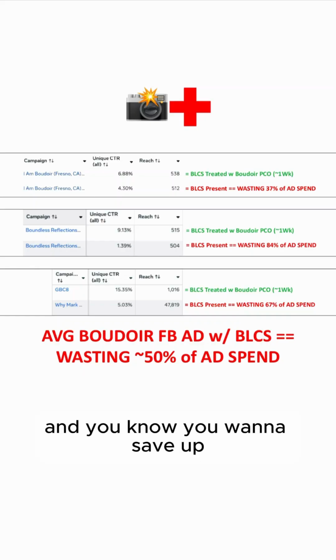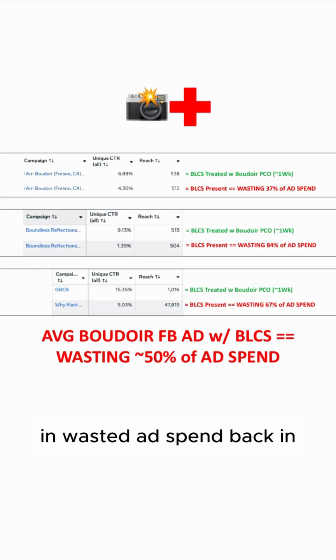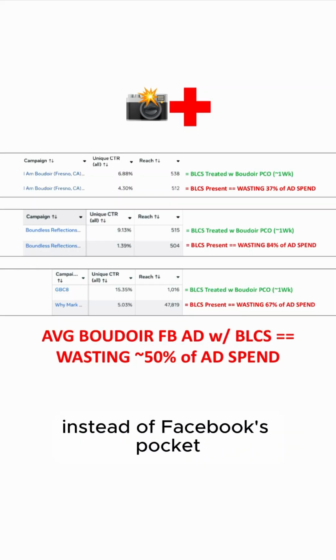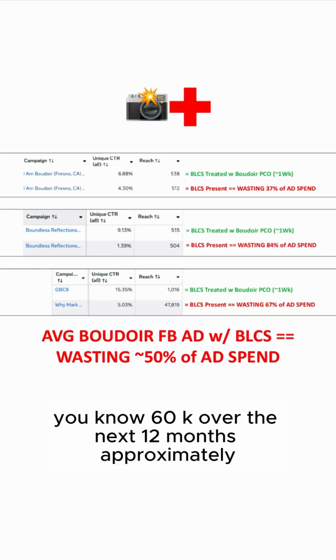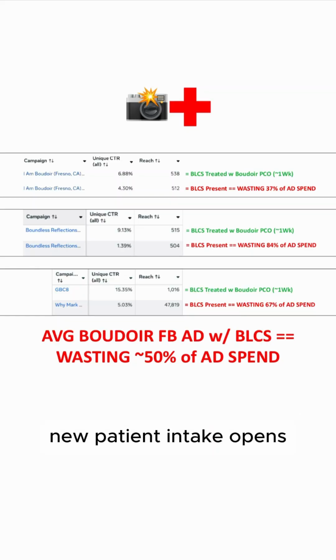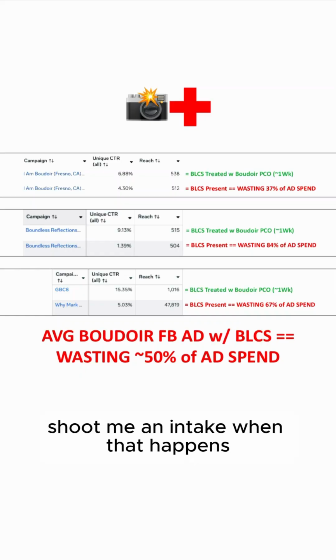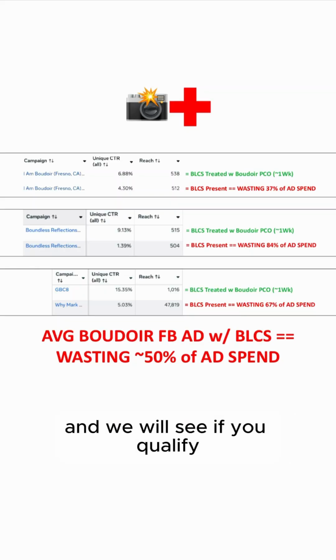and you want to eliminate approximately 5K a month in wasted ad spend. Put that back in your pocket instead of Facebook's pocket, where it's being wasted. 60K over the next 12 months approximately. Then shoot me a DM when my new patient intake opens. My DMs are closed right now. No new patient intake right now. But shoot me an intake when that happens, and we will see if you qualify.